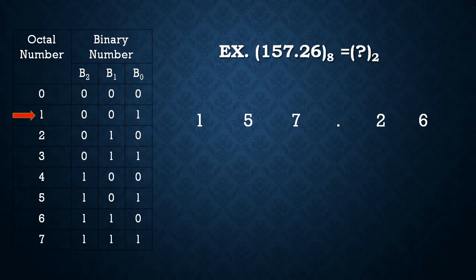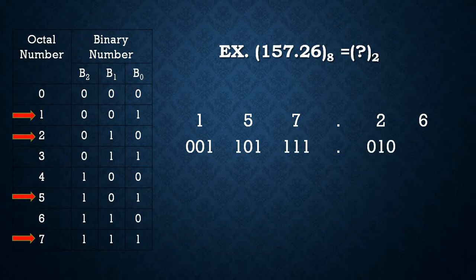For 1 we get the binary number 001, we write here. For 5 we get the binary number 101, we write here. For 7 we get the binary number 111, we write here. The octal point remains as it is. Now for 2 we get binary number 010, we write here. For 6 we get binary number 110, we write here.